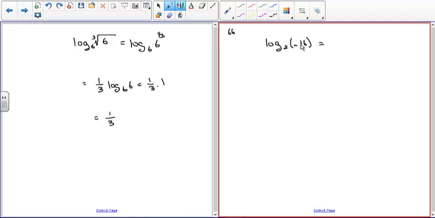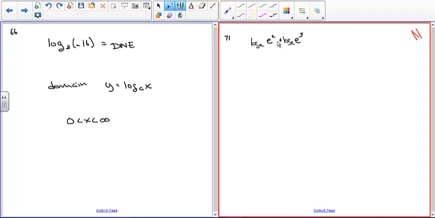This one you might be tempted to do something, but remember the domain of any logarithm function. The domain of y equals log base a of x is 0 to infinity. And because this value x is outside the domain, the function does not exist.